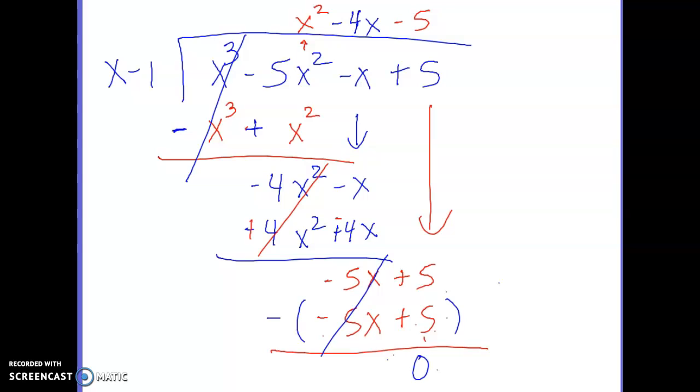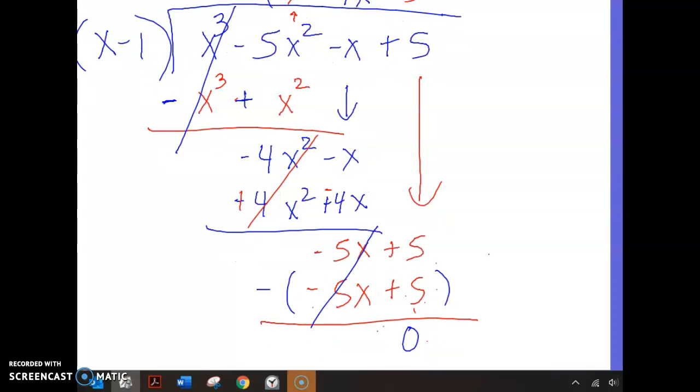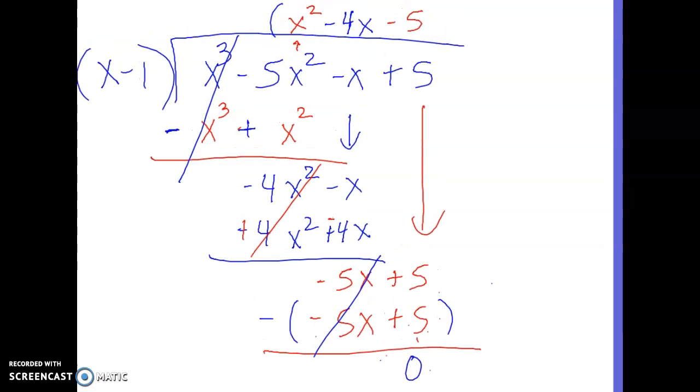So what this means is that x minus 1 times x squared minus 4x, minus 5 equals x cubed minus 5x squared minus x plus 5. That's all that means. We just divided.